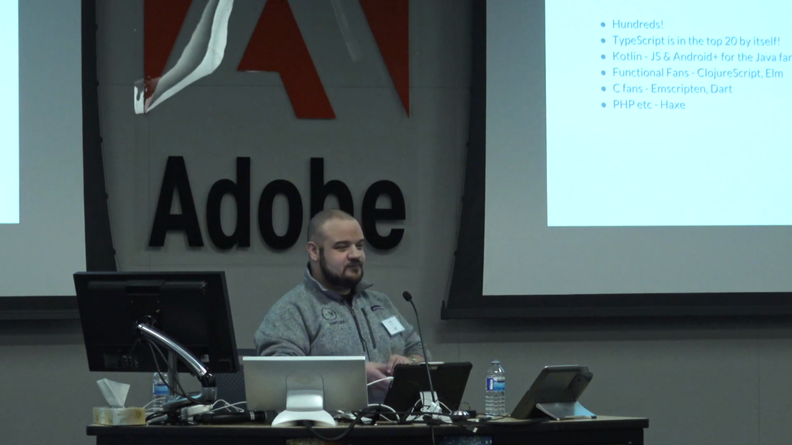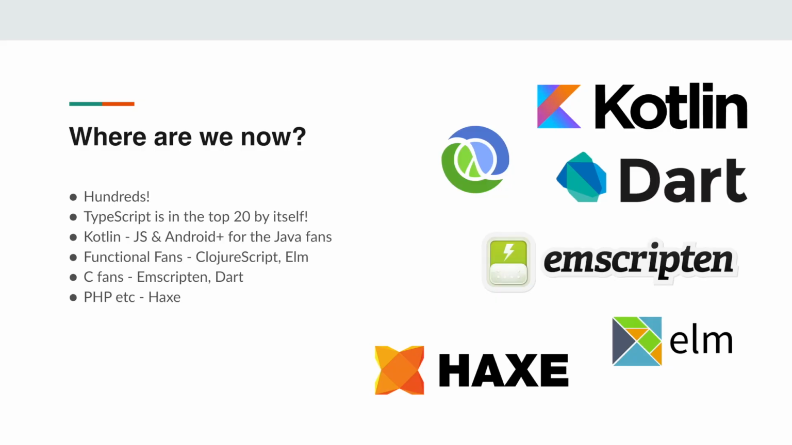Where are we now? There are hundreds of transpilers, hundreds of them. If you go to the CoffeeScript GitHub repo, there is a wiki page that has a list of everything that compiles currently to JavaScript, and it was last updated like a week ago, I think. The list is extensive, exhaustive, and we're not going to talk about that today.